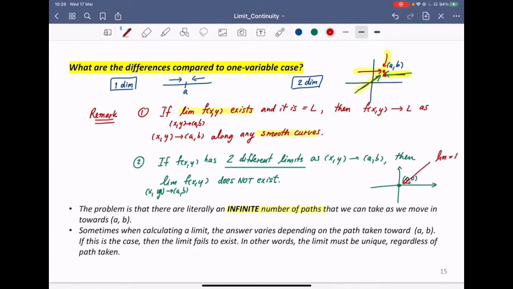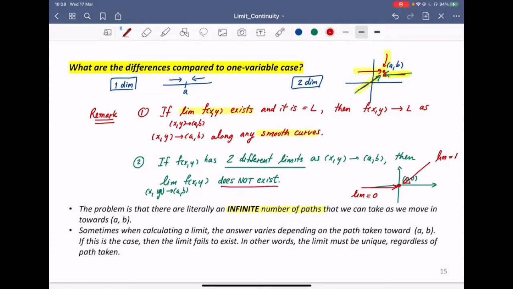And then I compute the limit as (x, y) goes to this point, and I get the limit equal to 0. Well, if you can find two lines that give you different limits, then you are done. Your conclusion is going to be that the limit does not exist.